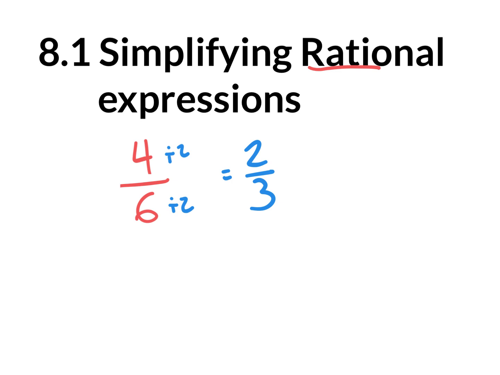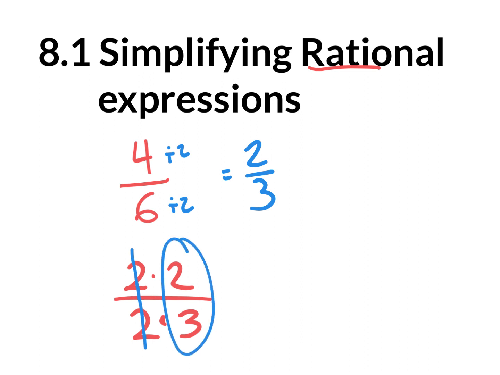But instead of division, I want you to think of multiplication, right? So instead of 4, I would like you to think of 2 times 2. Instead of 6, think of 2 times 3. And now that we have multiplication, you're able to cancel the 2 and the 2, because 2 divided by 2 is 1, leaving you the answer 2/3, right? So I want to slightly change your thought process here, because when we get to polynomials, we're going to want multiplication to be able to cancel things out, okay?